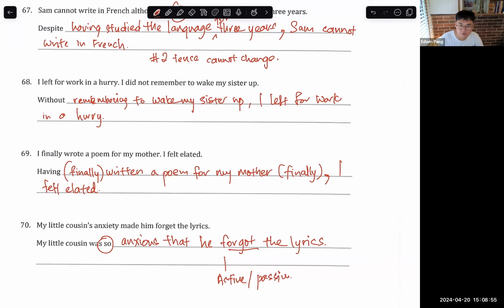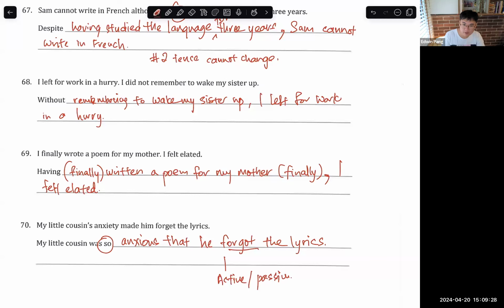Despite studying the language for 3 years, Sam cannot write in French. Despite studying, I already mentioned that. 69, having to finally, no, don't insert to, right? So having finally, there's no need for a to there. The to is redundant and additional. So having to, don't do that, right? So having finally written or having written, right? Finally, please don't go with the having to. There's no having to. Never put to after having, right? At least for connectors and synthesis.